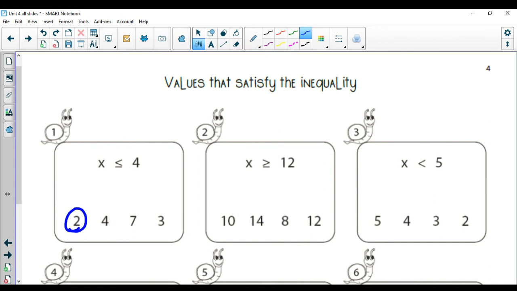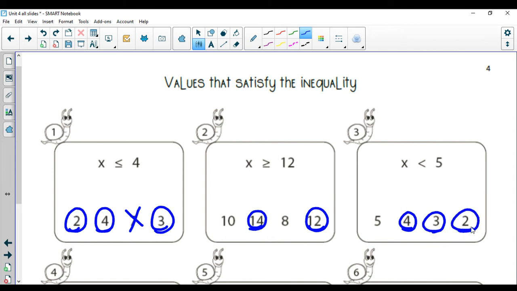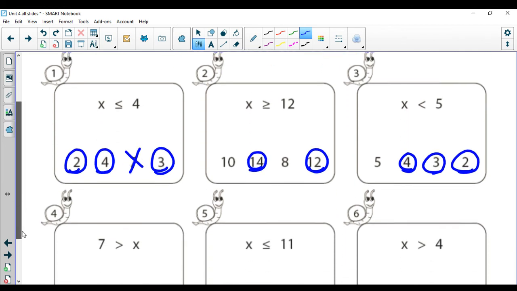2 fits that bill, 4 fits it, as well as 3. 7 does not, because 7 is larger than 4. In the next one, x is greater than or equal to 12. So it has to be 12 or larger. 14 would be larger, and 12 would actually be equal to, so that would work. 10 and 8 are both smaller. In the third example, x is less than 5. So we're not including 5 here. It actually has to be smaller than 5. So 4 or 3 or 2 would all work.